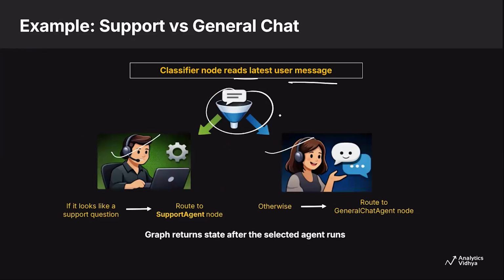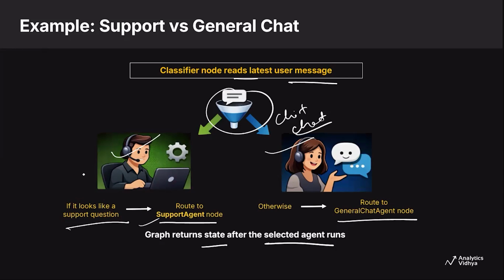If the user's intent is simple chit chat, not specific, just a random, short small talk, then we can route to a simple general chat agent. But if it looks like a support question and you want the user to have a dedicated support agent to answer the query, then you will route it to a support agent. This classifier node will redirect you to the correct agent, and the graph will then return a state after the selected agent has run. If the first agent has run, the state will be updated by that agent. If the second agent has run, it will be updated by the second agent.